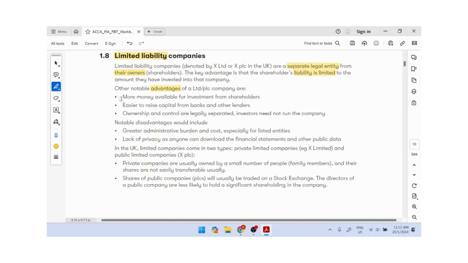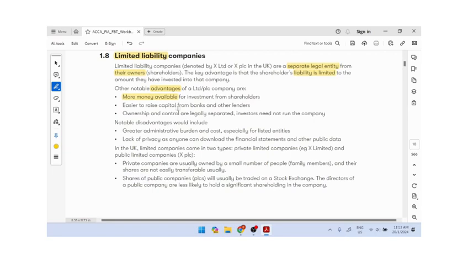Another advantage is more money available from investment from the shareholders. Alright, like the IPO I mentioned just now. When you go public, when you sell your shares, the money used by the shareholders to buy your shares will go to the company. So imagine you issue shares at 1 ringgit each. Imagine you issue 1 million shares, then you will get 1 million ringgit. Alright, so a lot of money for a limited company.